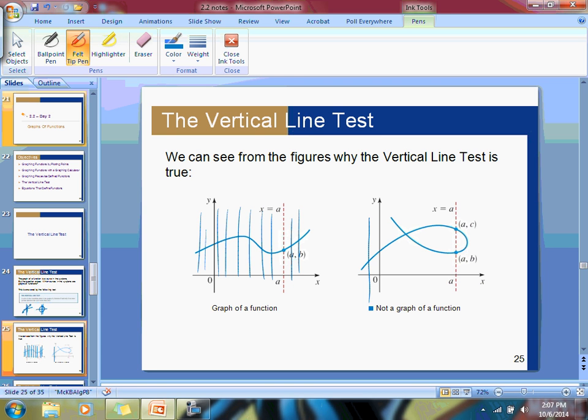Sometimes students say, well, what if I put the vertical line over there? Well, yeah, it passes at this point, and at this point, and at this point, but once you get here, then you end up with a situation where you're hitting the graph twice. So if that happens at any one point in the graph, then the whole function fails. In order to pass the vertical line test, you have to pass everywhere that you put that vertical line, not just at one or two specific points.